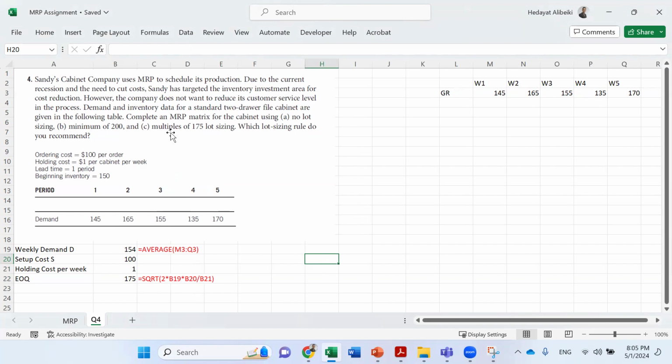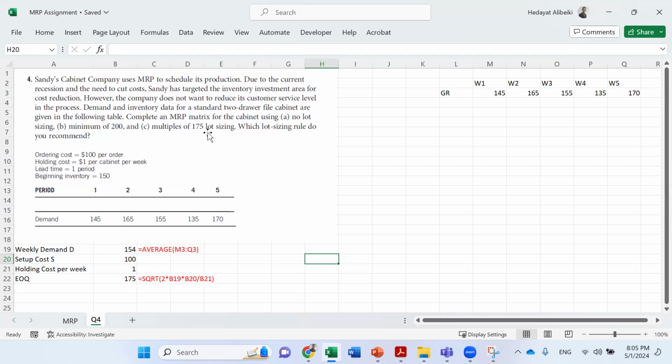As you can see, the multiple of 175 lot sizing is item C here, which actually yields the EOQ. Right? Calculated here it is 175. So for lot for lot, minimum of 200, it says minimum of 200, so 210, 205 is fine, 270 is fine, but 195 is not fine, right? And for the multiple of 175, it is basically the EOQ quantity.